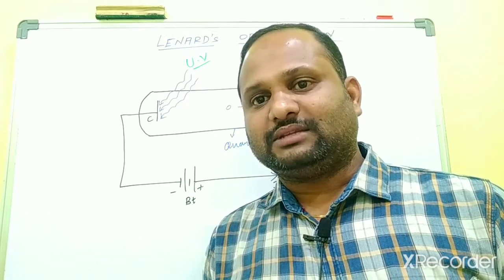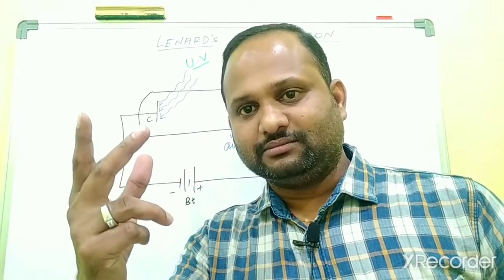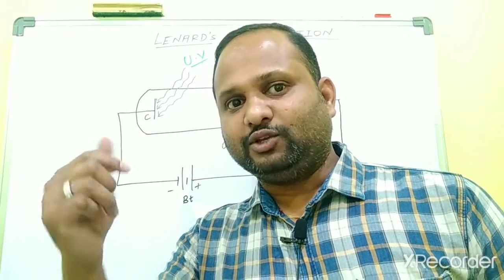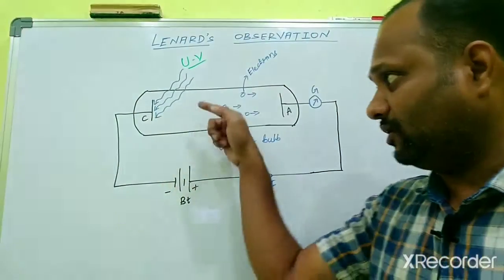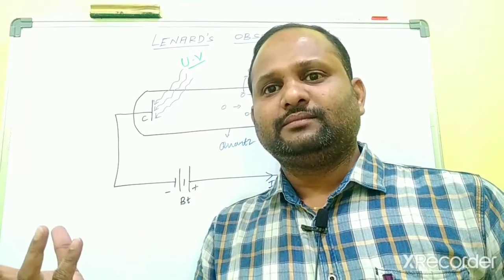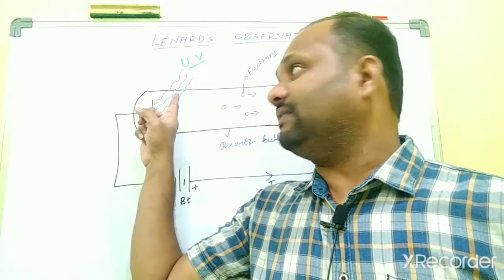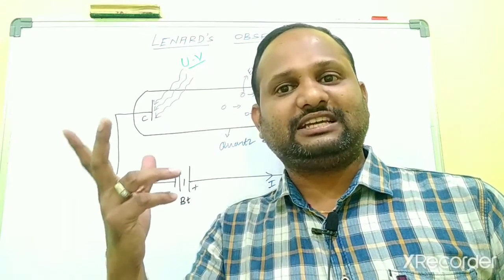The ejection of photoelectrons. What is the process here? Photoelectrons are emitted when UV rays are irradiated. Not only UV rays, electromagnetic waves are irradiated on the cathode plate. That is the phenomenon. It must have suitable wavelength or frequency. So this phenomenon is known as the photoelectric effect.